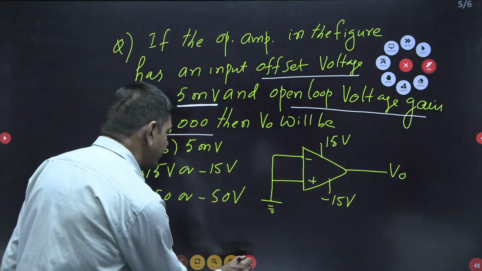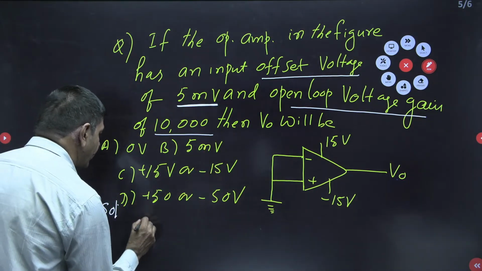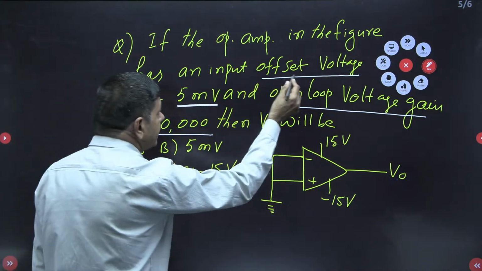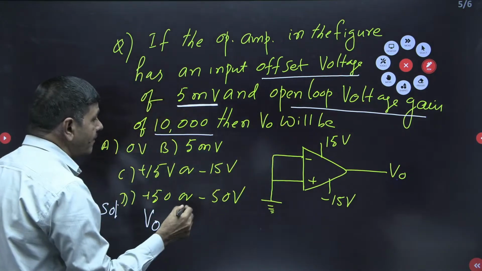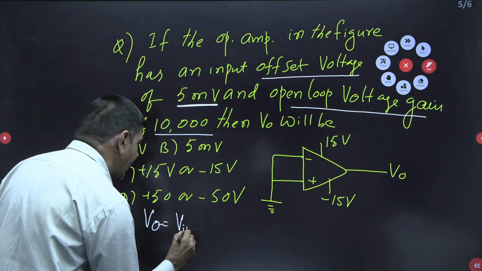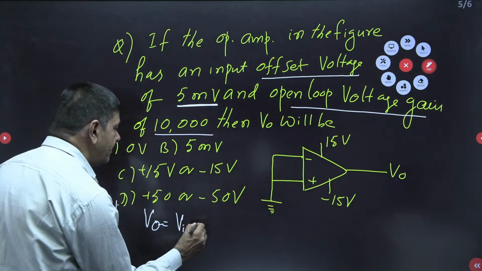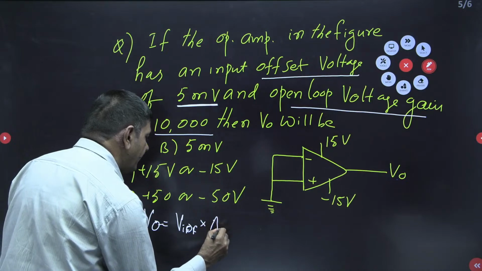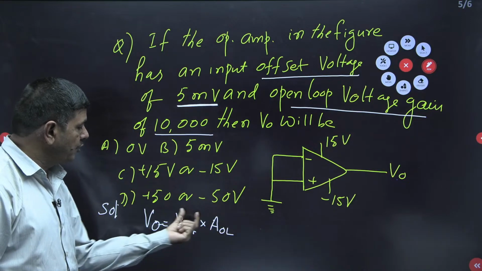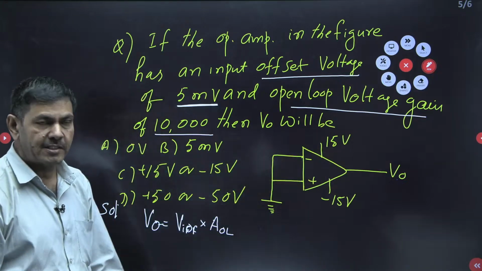But this problem is very simple. It was once asked in GATE. How can we determine the V naught value from the non-ideal op amp? If the input offset voltage is given, then V naught equals input offset voltage, V IO, multiplied by the open loop gain. Gain times the input voltage is nothing but the V naught.